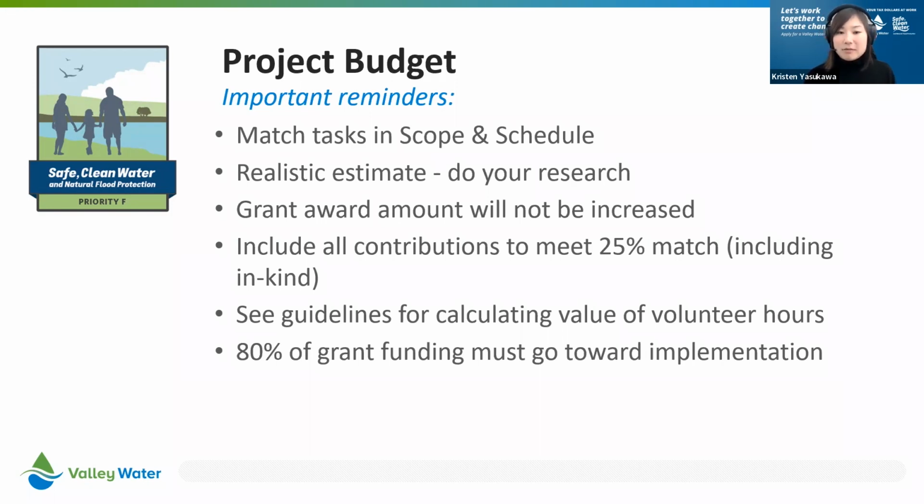So if you end up having planning, design, and construction as your 3 tasks, then at least 80% of how you're spending the funds must be toward that implementation or construction. So for any educational projects, as long as it's toward the actual implementation of the program, even though you're not constructing something, if it's creek cleanups, it's the implementation of actually cleaning up and doing outreach.